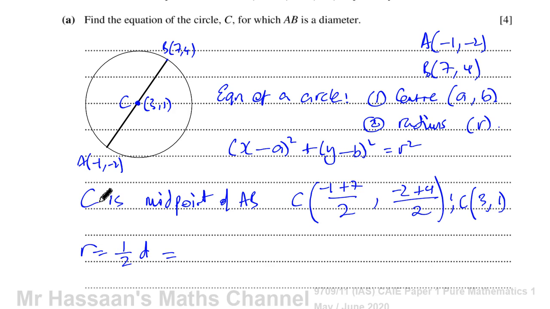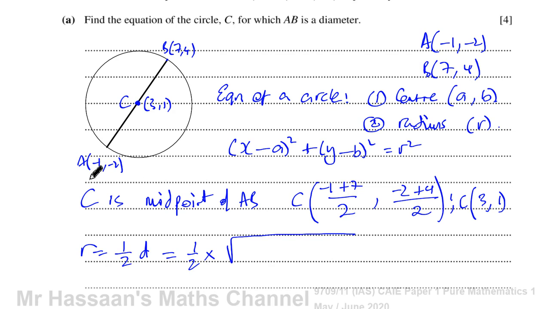Those are the ends of the diameter. So the length between those two will give us the diameter, and half of that will be the radius. So I need a half of that diameter, so I'll have a half times, and to find the distance between two points, we can use Pythagoras' theorem, which is what the distance formula is all about.